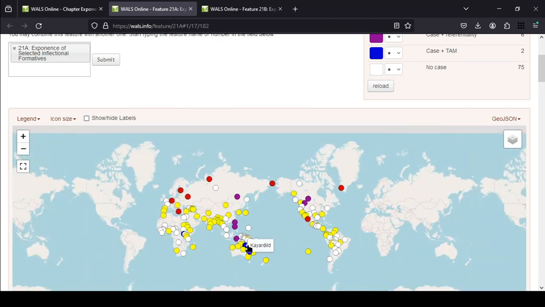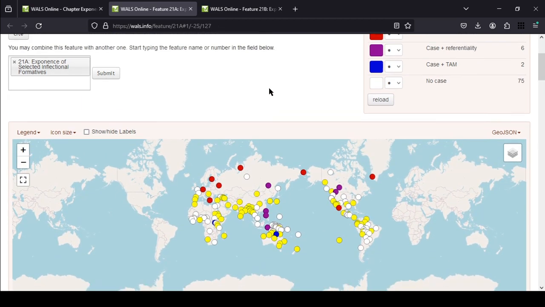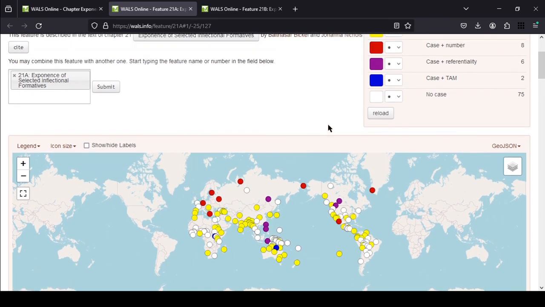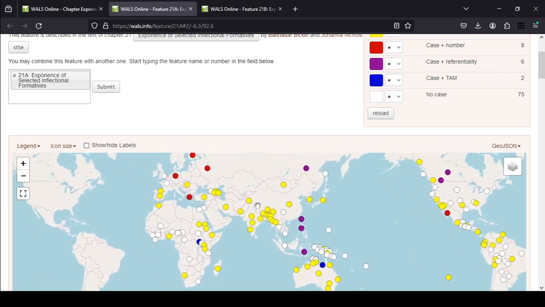So let's zoom out again. As you can see, there's red in Europe. There's purple, or I shouldn't say the colors, I should say what they mean. There's case and number encoding the same thing in Europe. There's case and referentiality coding the same thing in some of these islands and in Lower Canada. Lots of cases in India. Lots of cases in the Middle East. Lots of cases near, I think this is called the Horn of Africa.